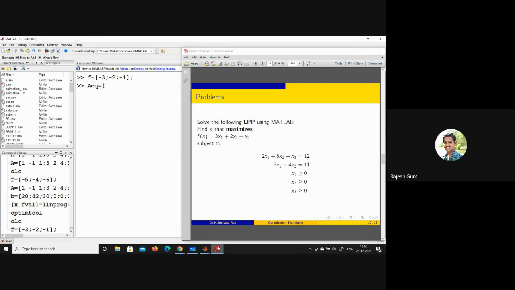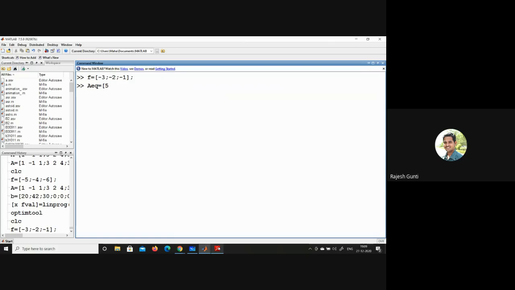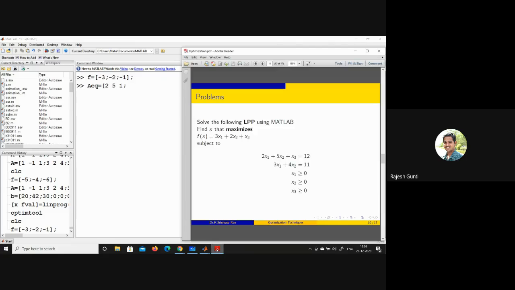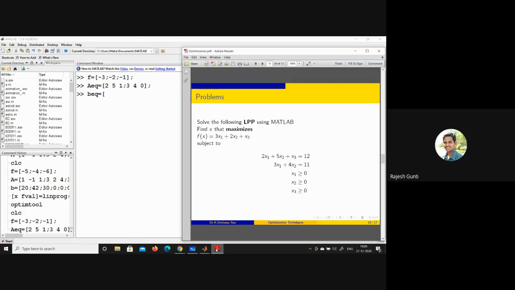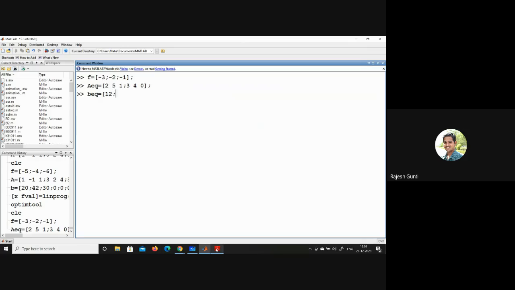2, 5, 1 semicolon 3, 4, 0. B equal, equality right hand side, 12 semicolon 11.